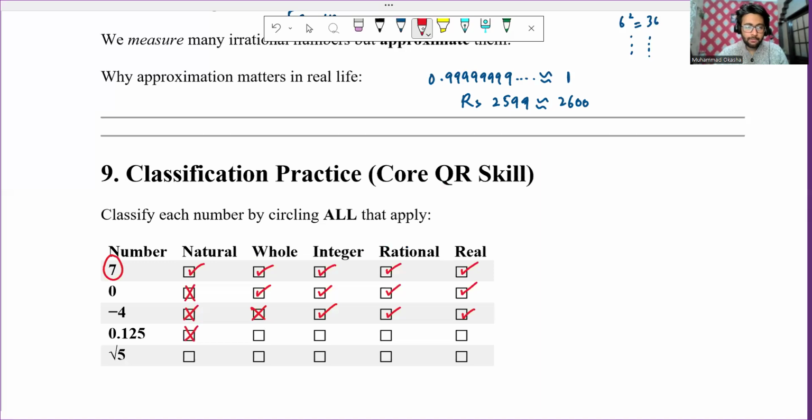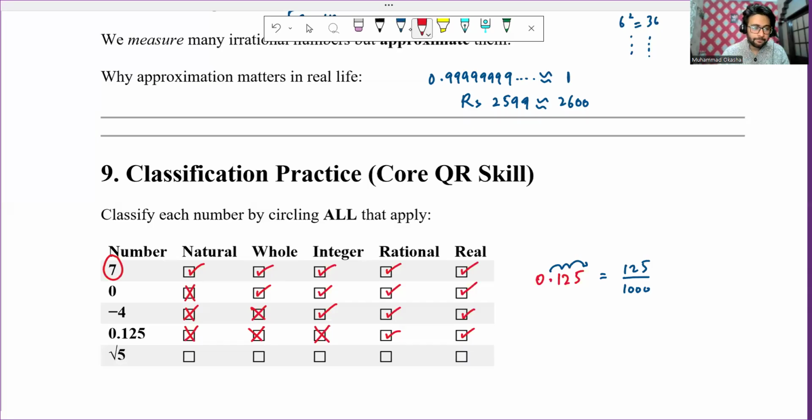0.125, not a natural number, not a whole number, definitely not an integer because we don't have decimals in integers. Rational, yes. Why? Because it's a terminating decimal, which means it stops at a certain point. I can write it in the form of a fraction. I can write it as 3 jumps. So that's going to be 125 over 3 jumps would mean 1,000, 3 zeros. Okay, so it is a rational. If it's rational, of course, it is also a real number.